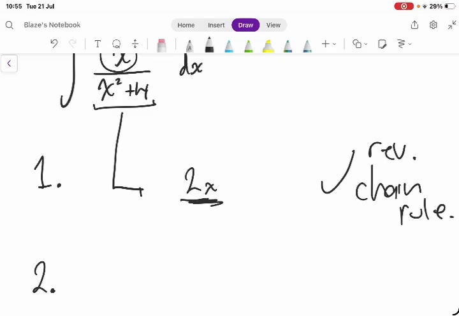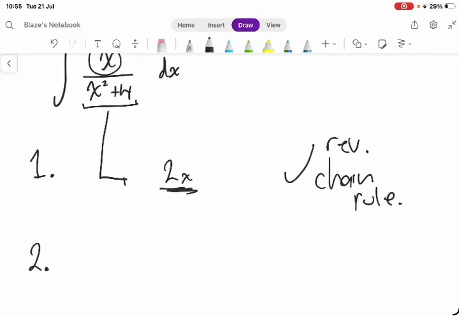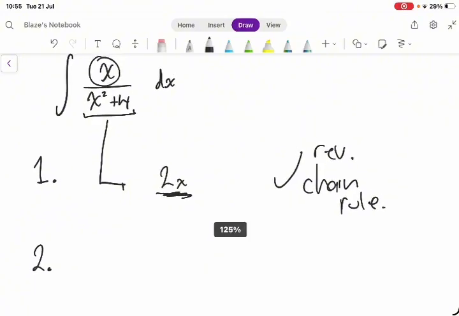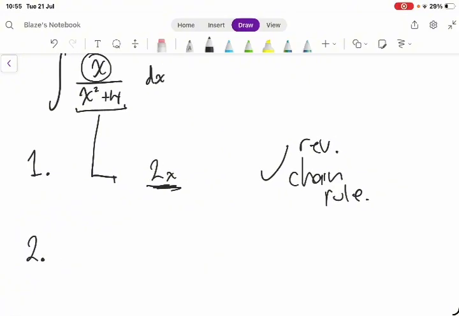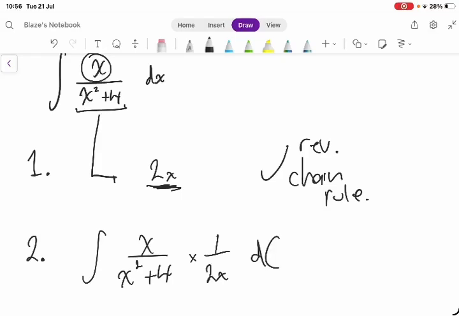So we've already differentiated the bottom. So we're going to keep that and we're going to multiply our entire expression by the reciprocal of the derivative. So times by 1 over 2x. And now instead of dx, we're going to go d. So we're differentiating with respect to the thing we differentiated. So x squared plus 4.